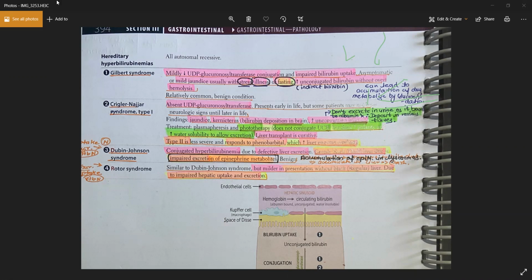Haptoglobin level? Haptoglobin level again depends if it is intravascular hemolysis or the extravascular hemolysis. So again, you cannot be 100% sure.